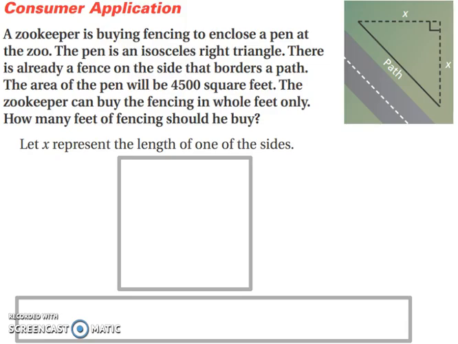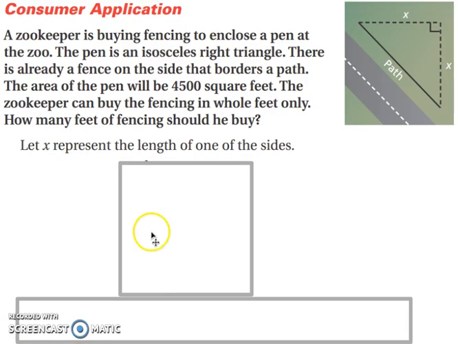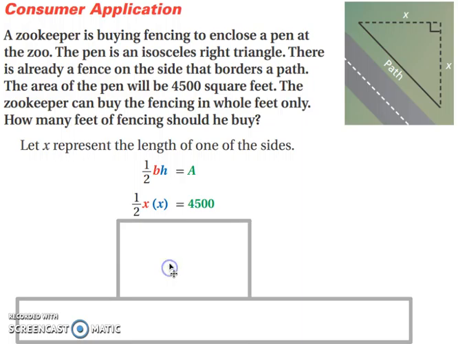Let x represent the length of one of the sides. So to start, we want to look at what is the area of a triangle. The area of a triangle is 1/2 base times height. So let's fill in what we know. We know our base and our height are both x, and then our area is 4,500 square feet. So now we simply need to solve for x. To start, we're going to multiply both sides by 2, which is going to leave us with x squared equals 9,000.